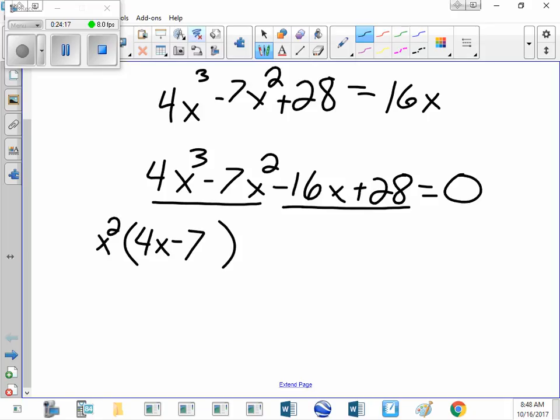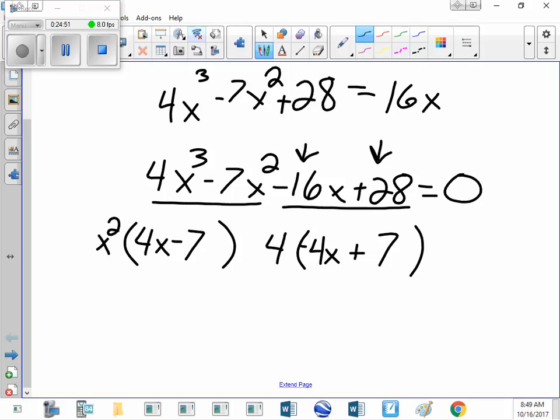I'm glad we did this. What do those have in common? 4. So I'm going to pull out a 4. And what's left? Negative 4x plus 7. That didn't work. So what should I do? I should pull out a negative 4. So do both of these have a negative? Well, kind of. The first one has one negative and the second one has 2.